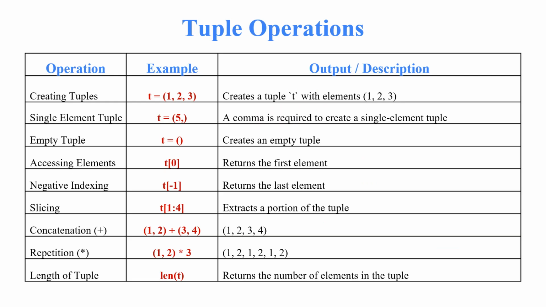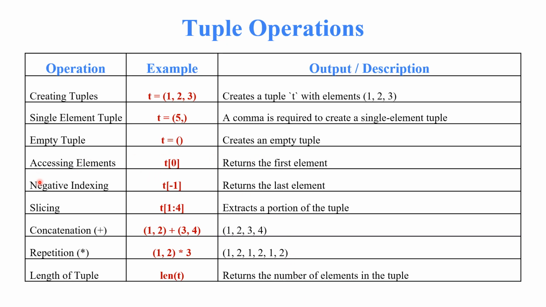Next we will discuss tuple operations. First, creating a tuple. How do I create a tuple? Tuple name is equal to open and close parentheses. You separate the data items with a comma. If you want to create a single-element tuple, then you write one element inside the parentheses followed by a separator, that is a comma. We can also create an empty tuple.